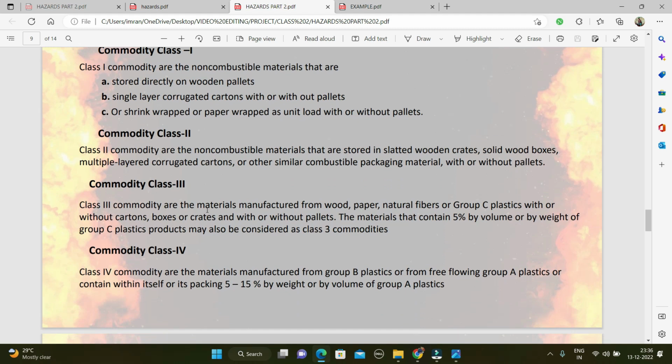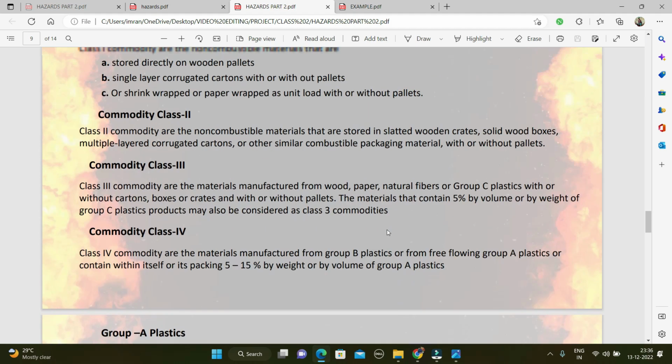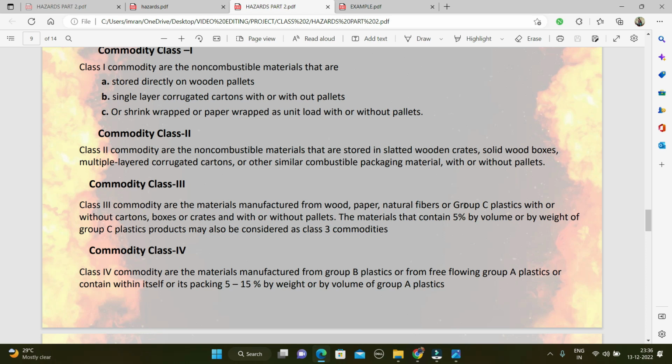Also class 3. See, class 3 commodities are materials manufactured from wood, paper, natural fiber, any type of material manufactured from wood or paper, and natural fiber or group C plastic. What is group C plastic? We will see later. We will see what group plastic is and which type of material comes under group C plastic. And boxes, crates, with or without pallets.